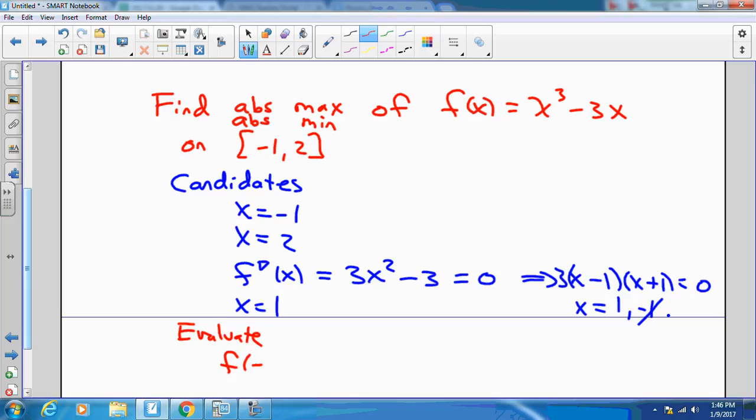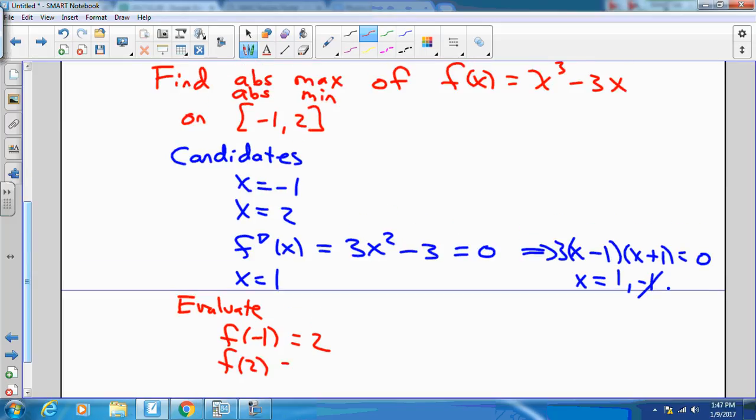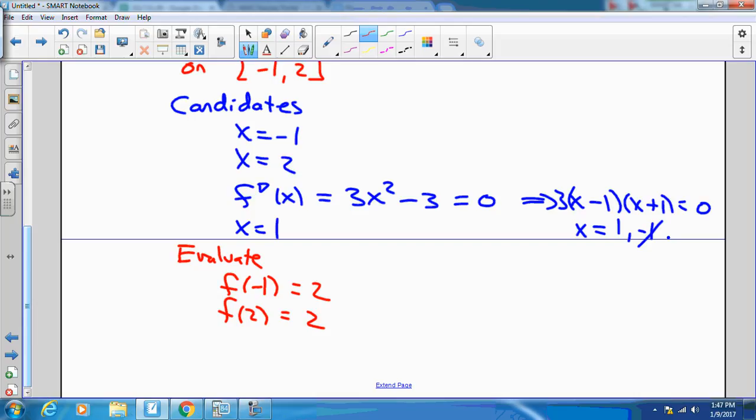And now it's a simple matter of evaluating. f of -1 is equal to -1 cubed minus 3 times -1, which is +2. F of 2 is 2 cubed is 8 minus 6 times 2, which is also equal to 2. And f of 1 is equal to 1 cubed minus 3, which is -2. Therefore, this is the absolute max value, which is 2.